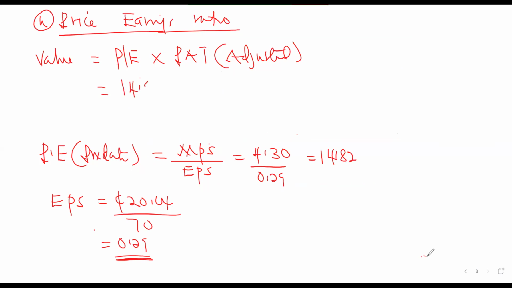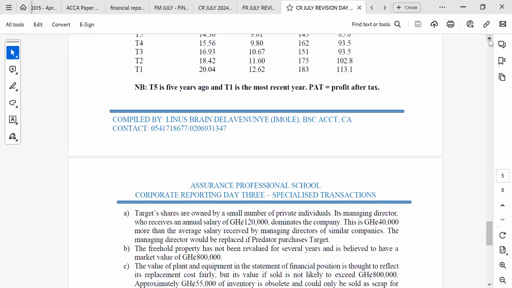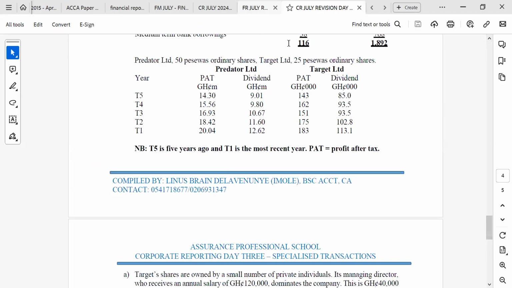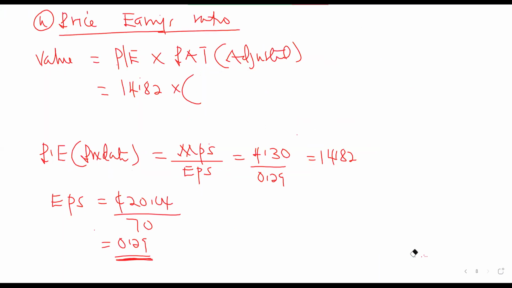So we have 14.82 here multiplied by, then we come here, their recent profit for the target company. What is their recent profit here? The recent profit will be 183 minus the obsolete inventory there. So that will be 183,000 minus 50, which is the inventory loss. We are selling it for 5,000, so the loss will be 50.